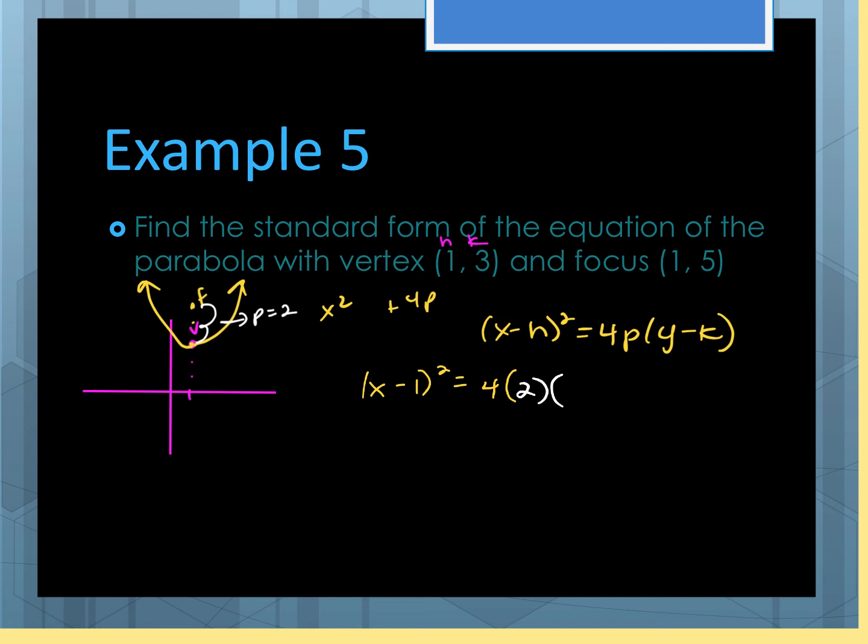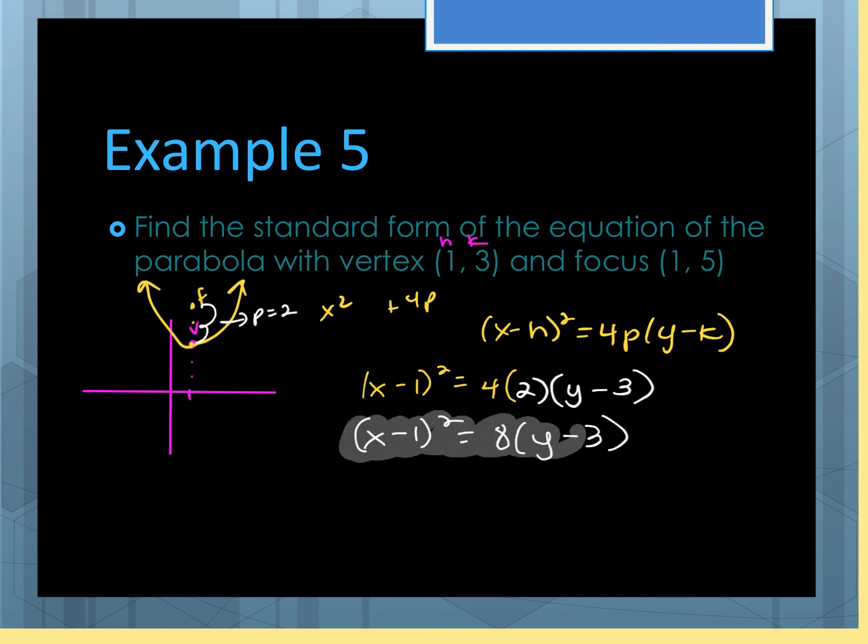Okay, so the last part of this is the y minus k, right? So y minus our k, which is 3. And then I just get x minus 1 squared equals 8 times y minus 3. And there's my equation in standard form. Questions on that one?